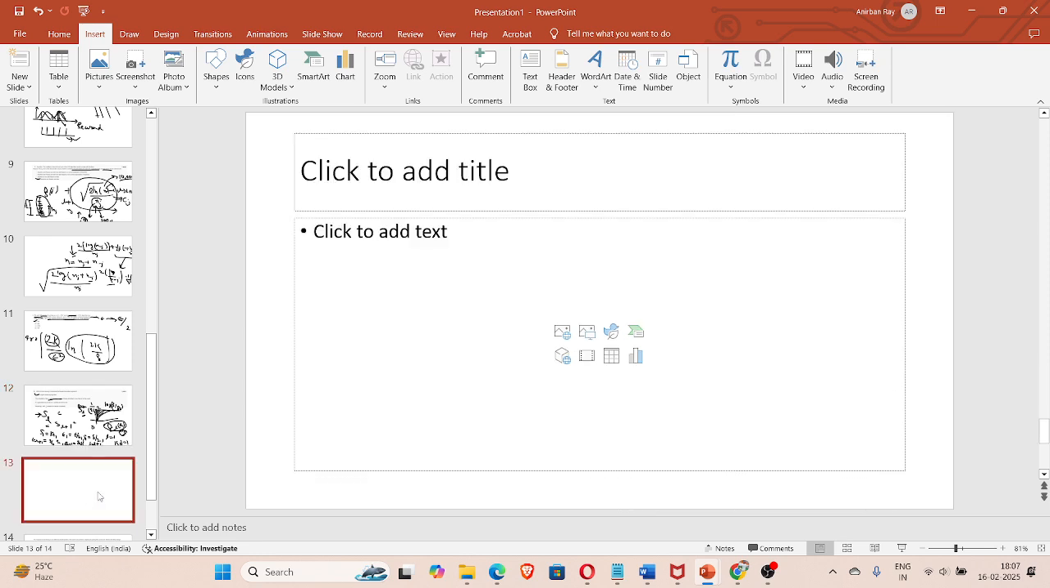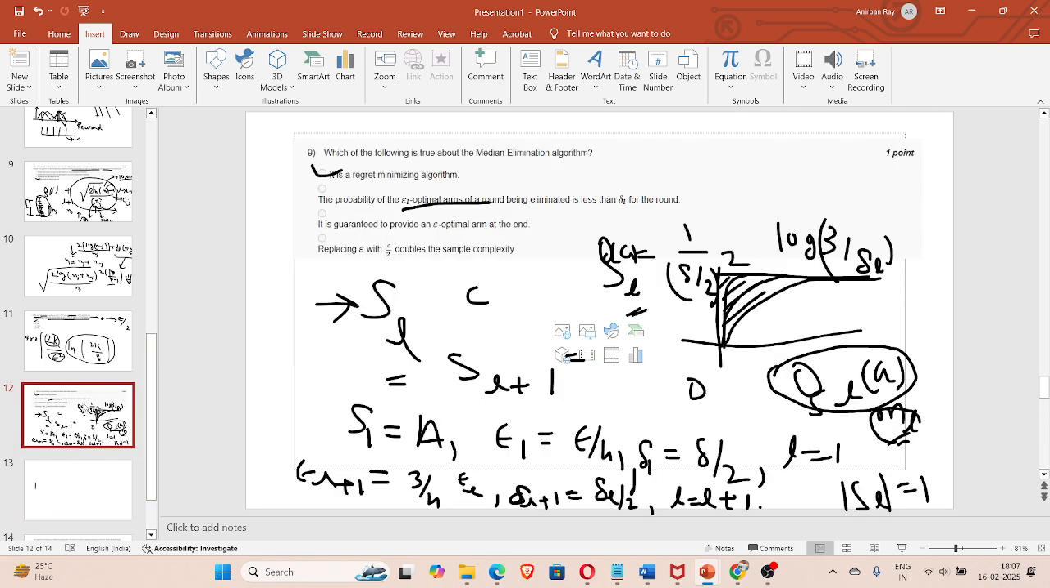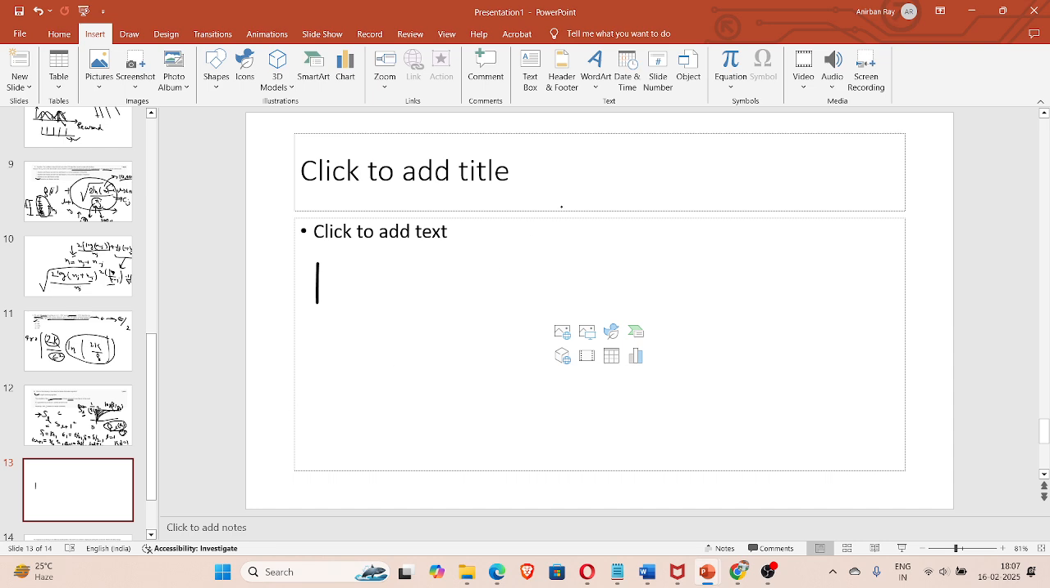The derivation is not easy, but it's not too hard as well. So the optimal arm is being eliminated, which means that we're taking some non-optimal arm. I represent the non-optimal arm by J here, and the optimal is as always represented by A star. L is the Lth phase.